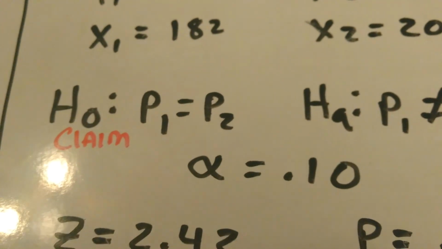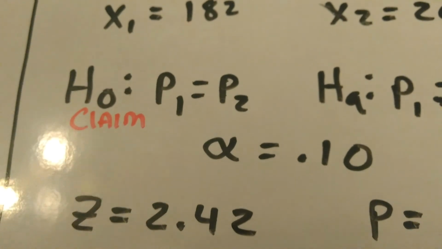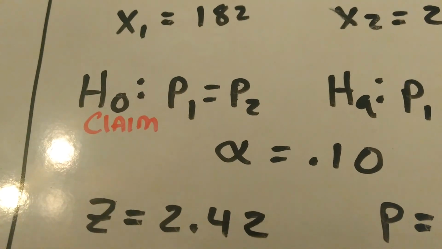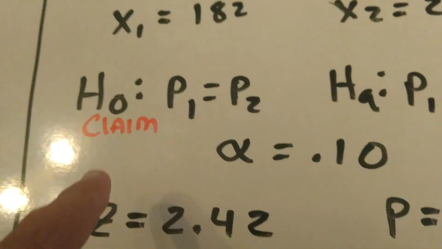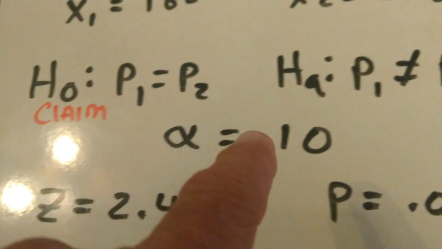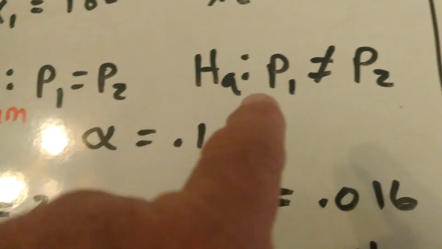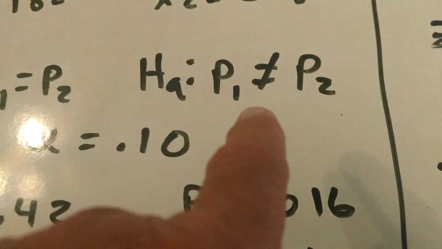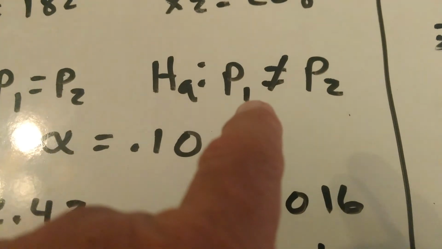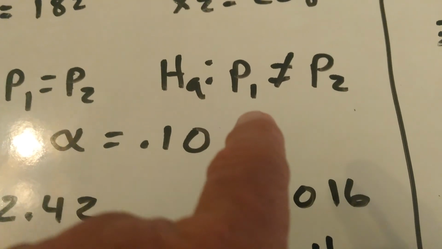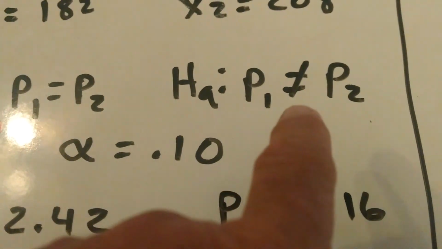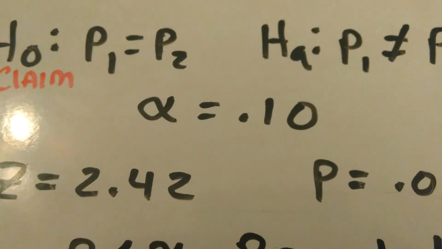So right away, we can see that our null hypothesis is that the proportion for cars is equal to the proportion for trucks who wear seatbelts. That's our claim. If our claim is equal to, then our alternative hypothesis is not equal to. In other words, we don't know if the cars is less than or greater than, we just want to know if there's a difference. The alpha is at 0.1.